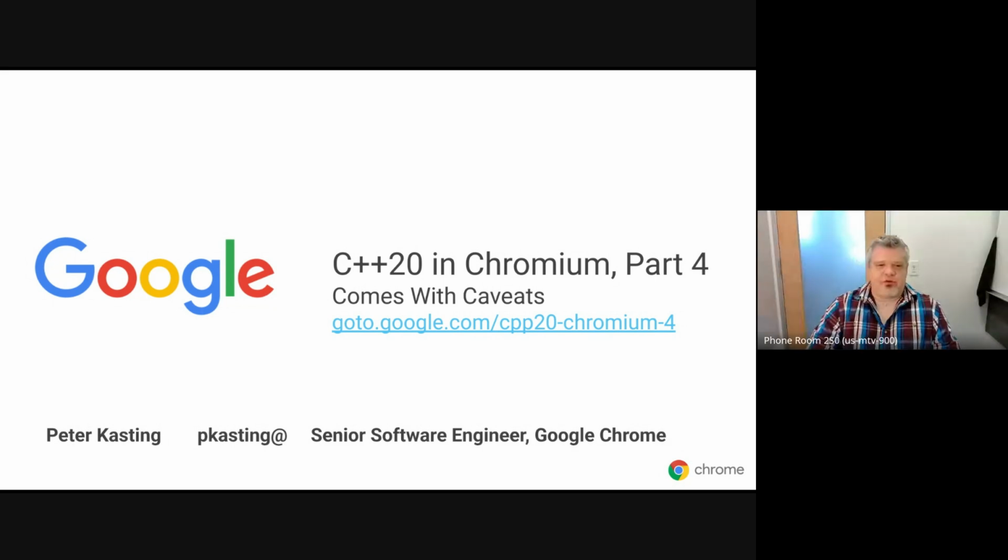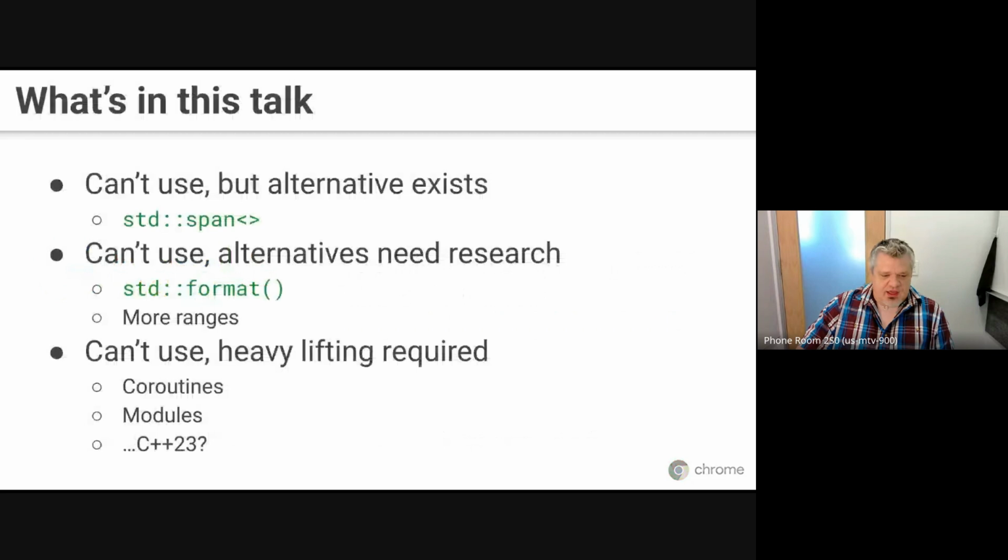Okay, welcome back, folks, or welcome if this is your first of these talks on C++20 in Chromium. This is part 4 of 4, the final stretch. I called it "Comes with Caveats," mostly because I couldn't think of a good title. This is the talk for the bits of C++20 that Chromium doesn't allow you to use, at least not directly. But hopefully that doesn't mean these are irrelevant.